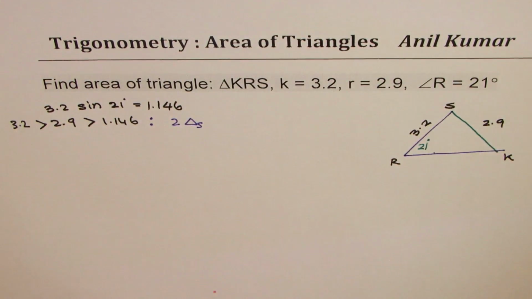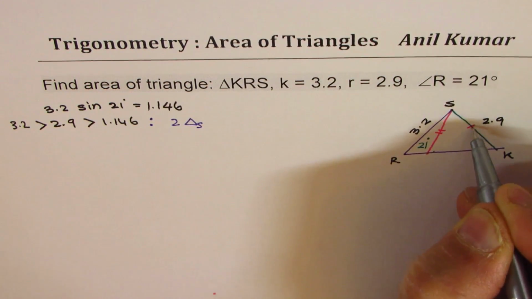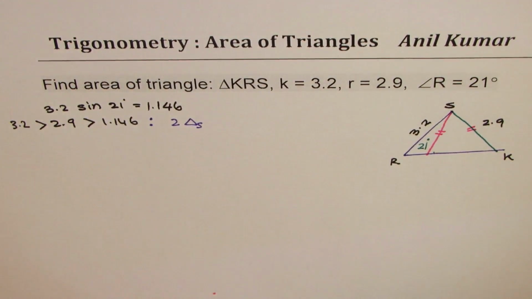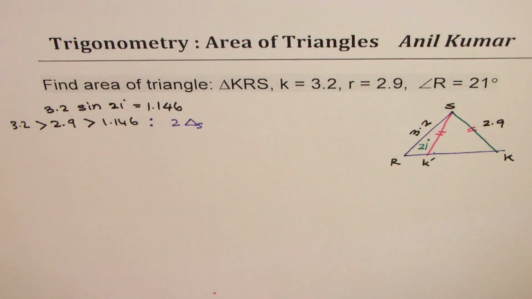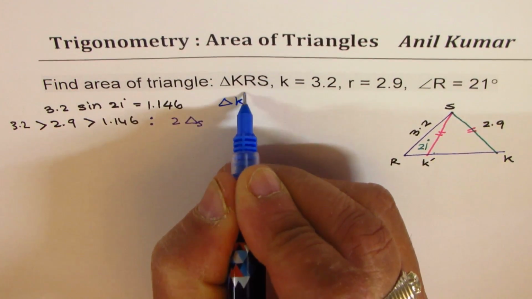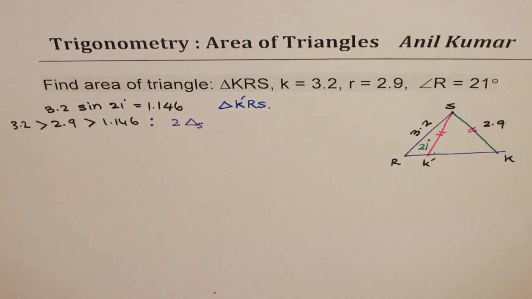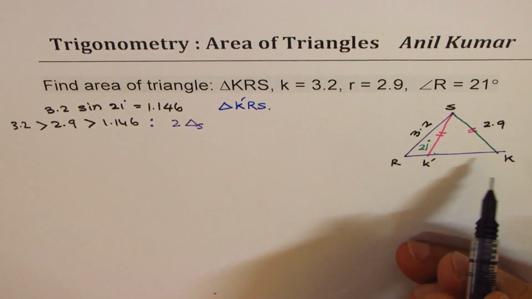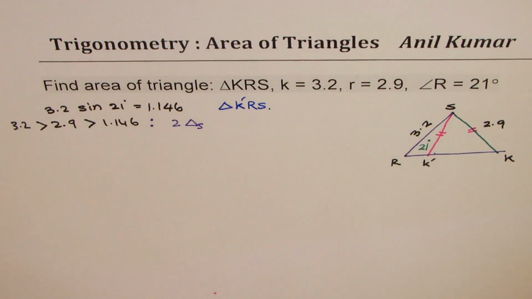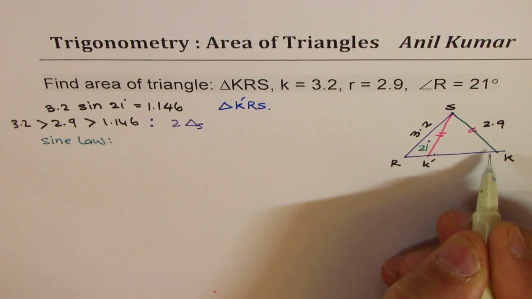So there could be another triangle like this, which is also equal to 2.9. Do you get an idea? So I'll call this K dash. So remember, we have to now figure out the area of two triangles, not just one. So we are looking at the area of triangle KRS and also the area of triangle K dash RS. If you don't do that, you miss half the questions. Okay, now let's do it. So let's find the angle K first using sine law. So we'll use sine law to find angle K.